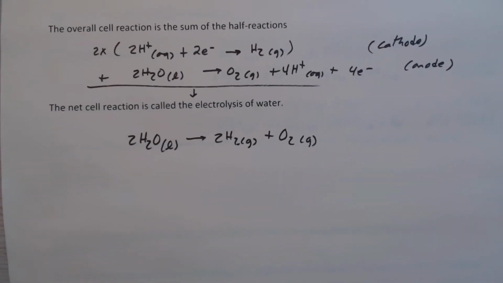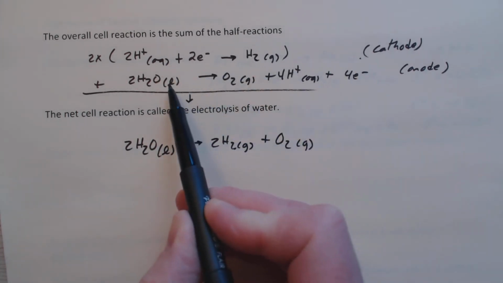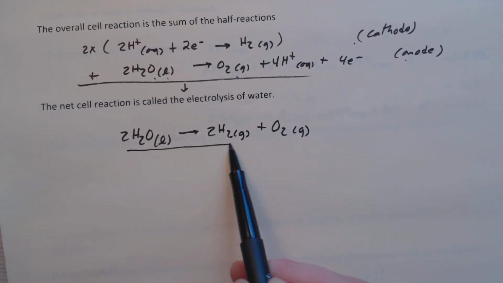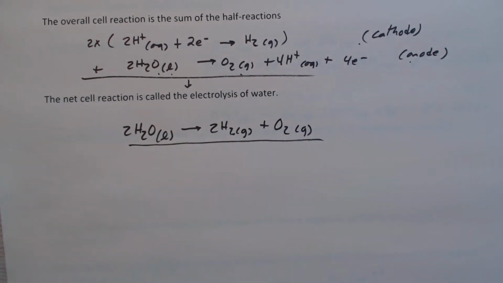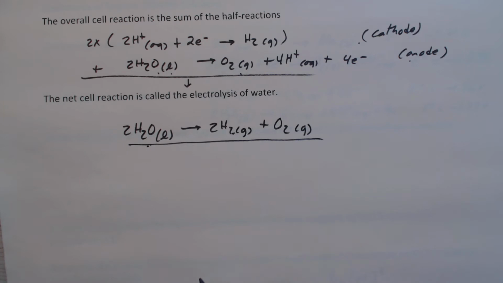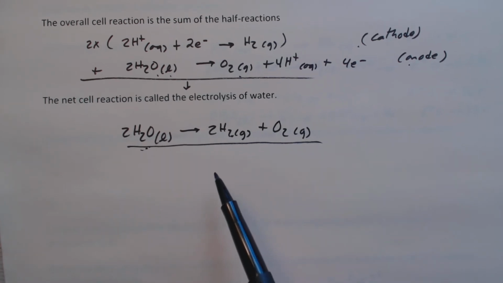Okay, so the overall cell reaction then is the reduction of hydrogen at the cathode, and only this oxidation of water happens at the anode. So the overall reaction is that. If we want to take water and break it into hydrogen and oxygen, we could do it in pure water, but it requires a lot more effort, a higher voltage for that to occur.